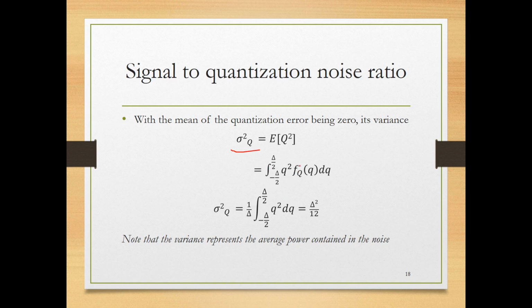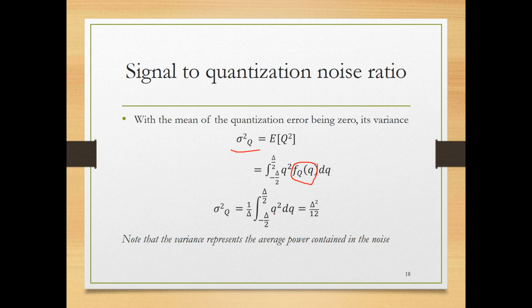Now, you just need to substitute the value of the PDF, which is equal to 1 over delta. What's f_Q(q)? 1 over delta. Didn't we find it in the previous slide? Since delta is constant, you take it outside of the integration. You are left with the integration of Q square. It's so easy. Integration of something square, just cube over 3.